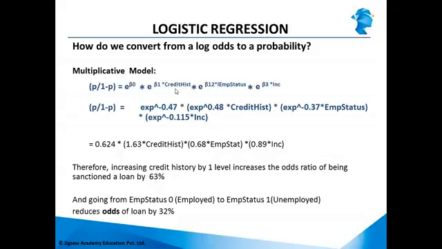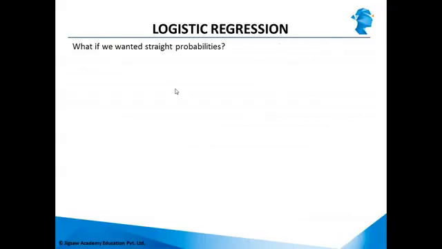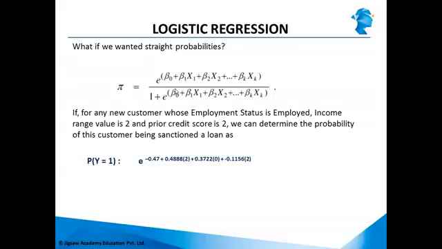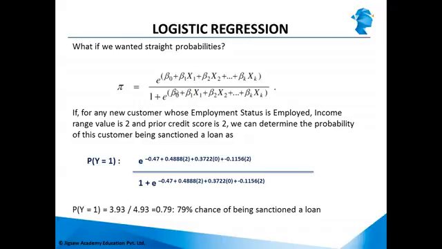If I wanted actual probabilities and not odds ratios, then I would substitute the x values in this equation. So we saw that if, for example, I was given a new customer whose employment status is employed, income is 2, prior credit score range is 2, we can calculate the probability of this customer being sanctioned a loan, based on the probability of non-defaulting, as 79%. So this is how we would interpret the parameter estimates in a logistic regression.